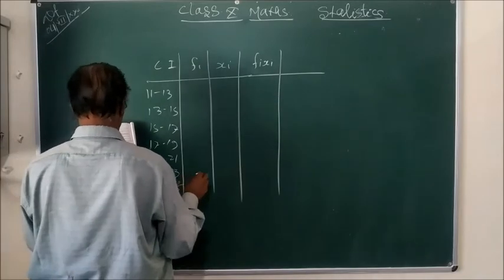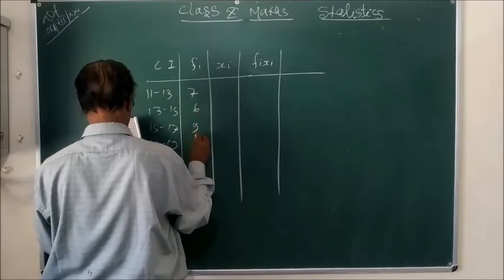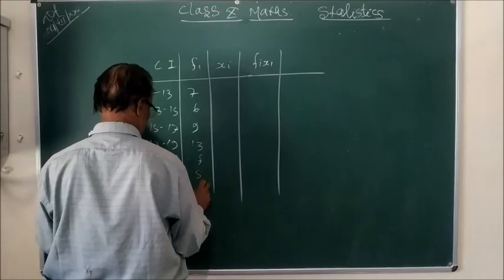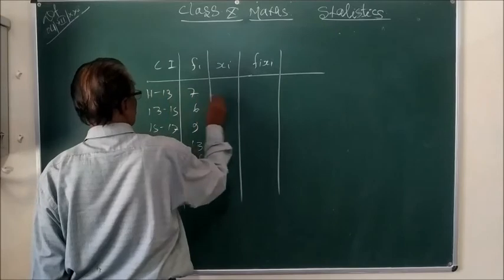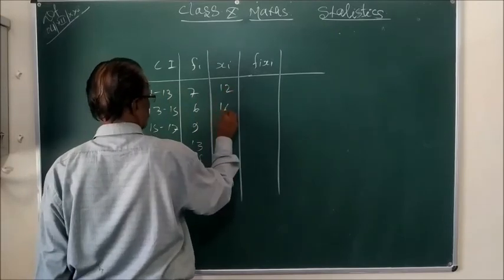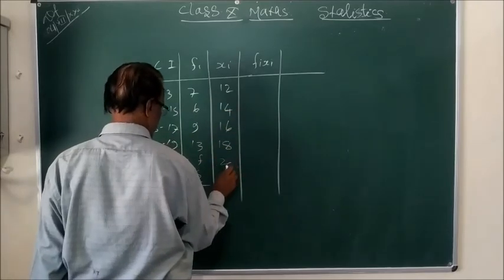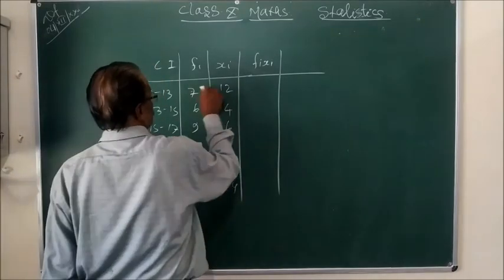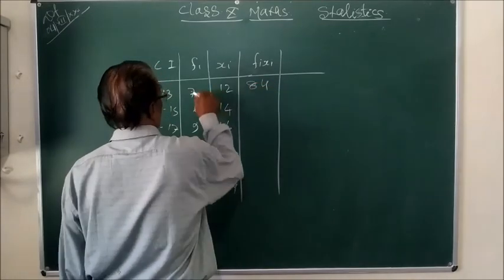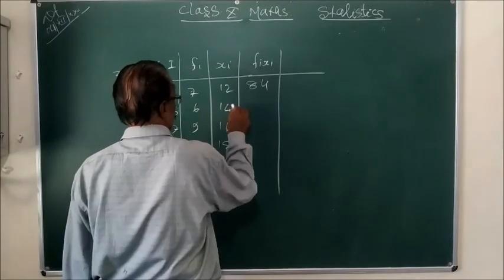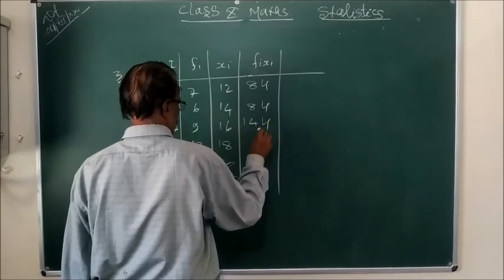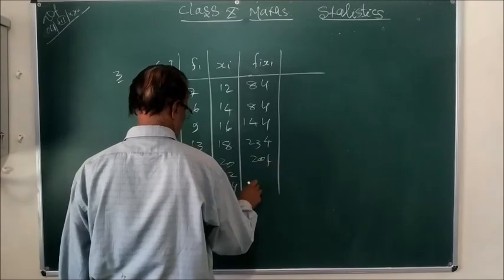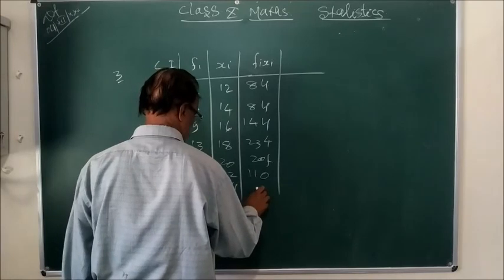First you see the frequencies 7, 6, 9, 13. And this missing frequency is f, then 5, 4. Now you find the x_i, this plus this by 2. You know that 12, and this will be 14, 16, 18, 20, 22, and 24. Now f_i x_i: this will be 84. Although you can find it by assumed mean also, but I am using the direct method to find this missing frequency. 14 times 6 is 84, 16 times 9 is 144, and 13 times 8, 18 times 3 is 54, 5 times 22 is 110, 4 times 24 is 96, and this will be 20f.